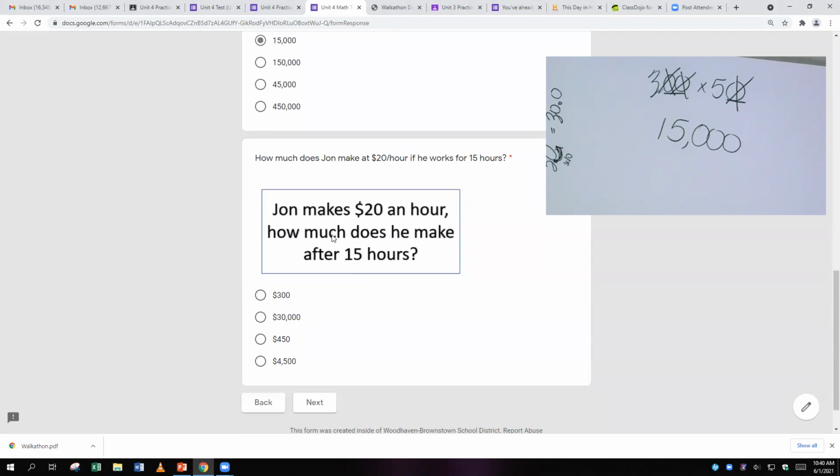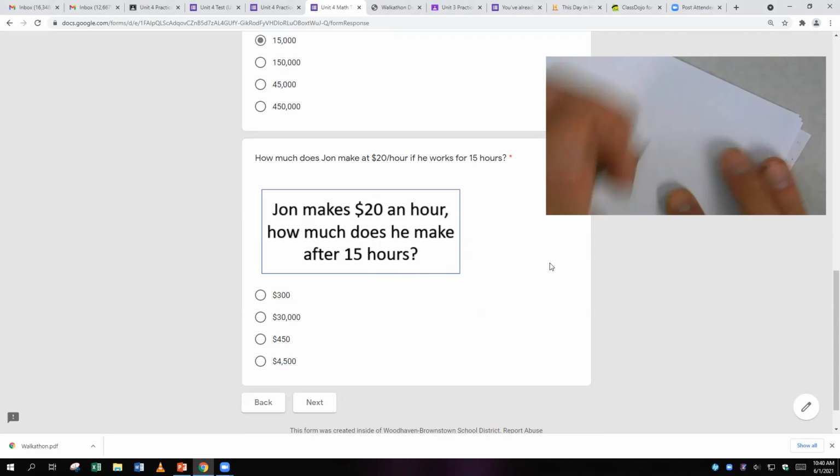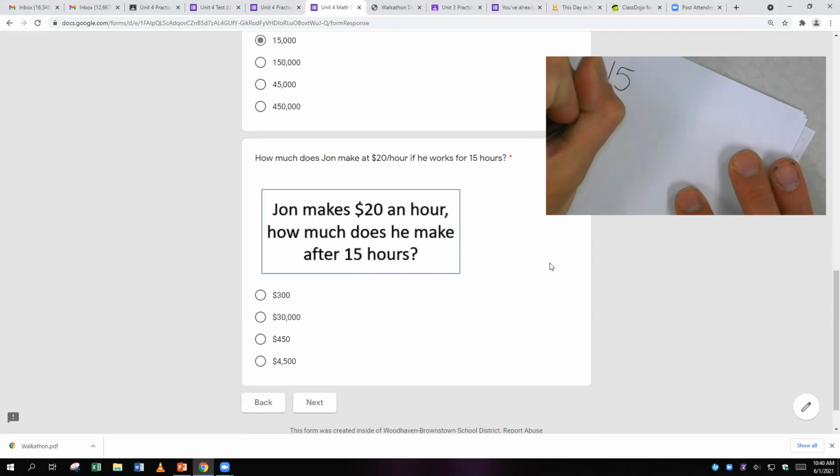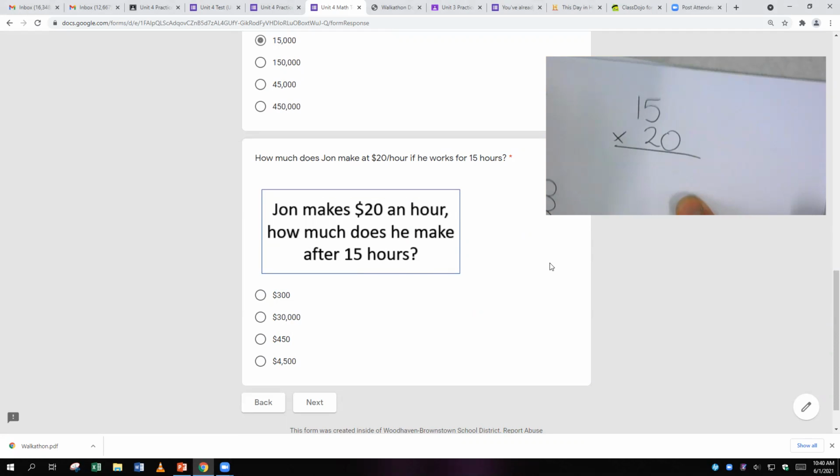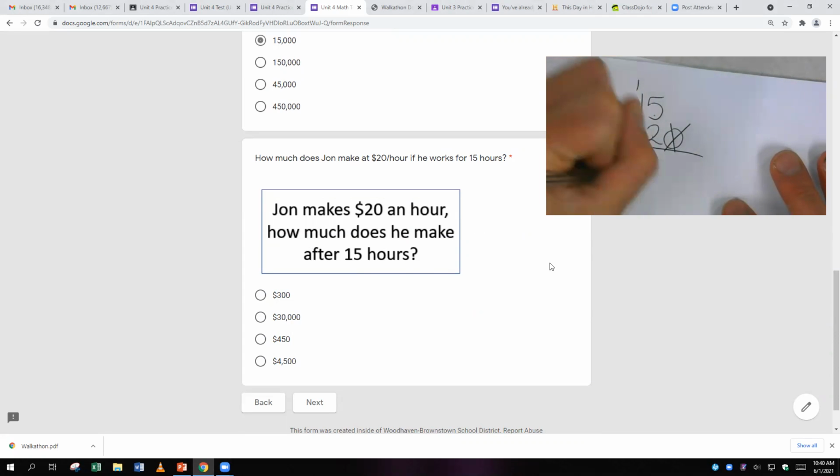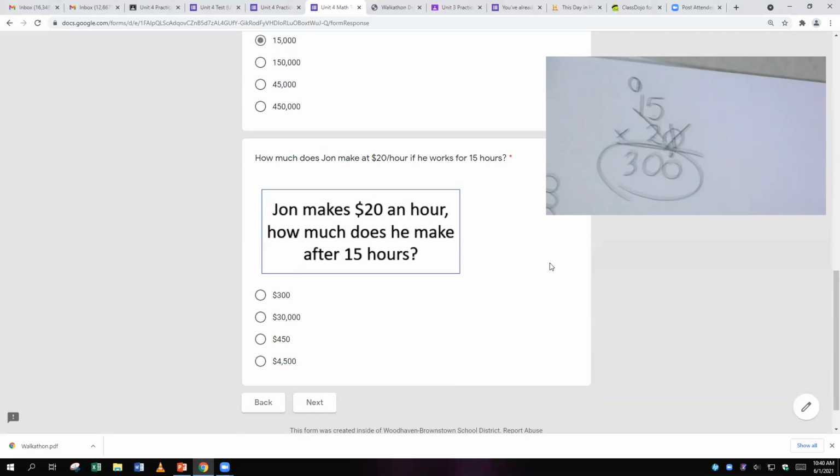John makes $20 an hour. How much does he make after 15 hours? So you're doing 15 times 20. It ends in a 0, so you can do the add-to-my-answer trick. 5 times 2 is 10. 2 times 1 is 2, plus 1 is 3. Add the zero back. That answer is 300.